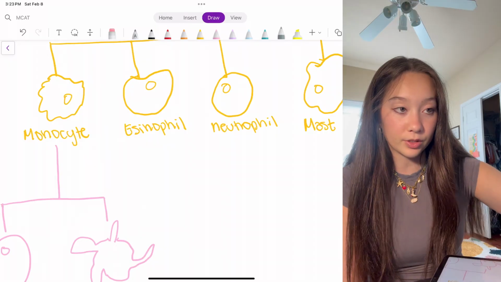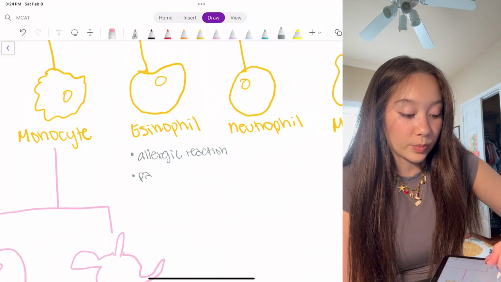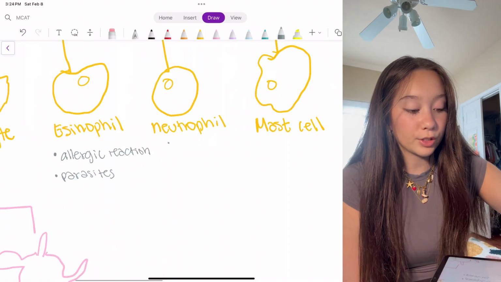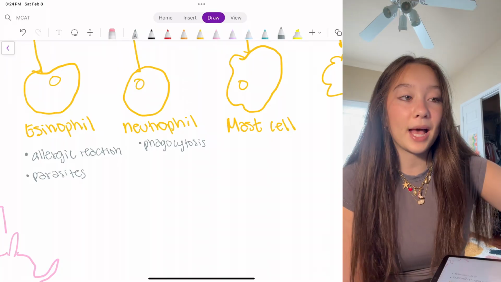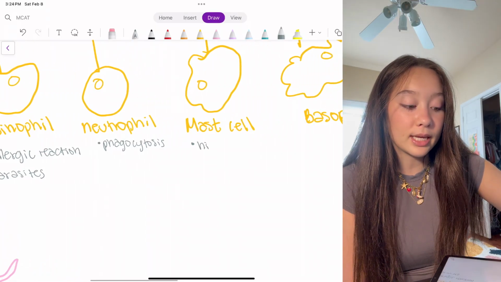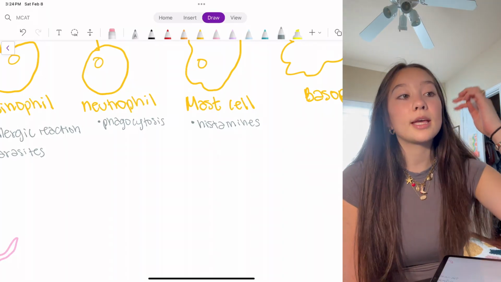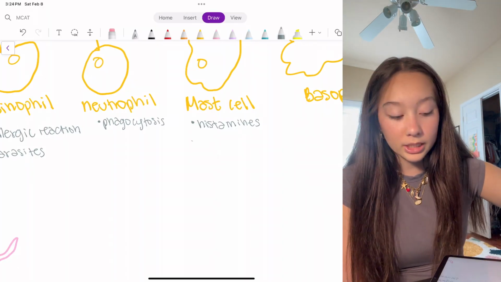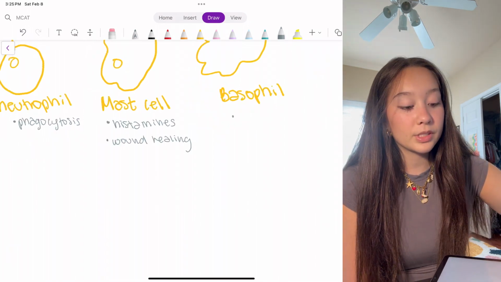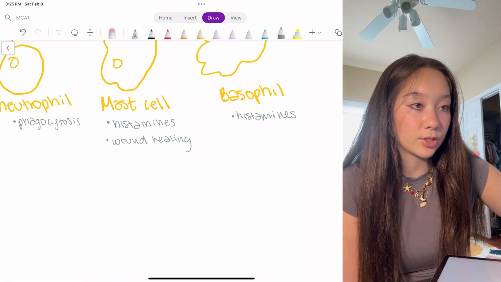Now, eosinophils, on the other hand, these target allergic reactions and also parasites. Neutrophils are phagocytosis, which we talked about earlier, and then mast cells, these release histamines, and histamines have to do with that inflammation response, and they also play a big role in kind of like wound healing, we can put. And basophils similarly also produce histamines for that allergic and inflammation response.